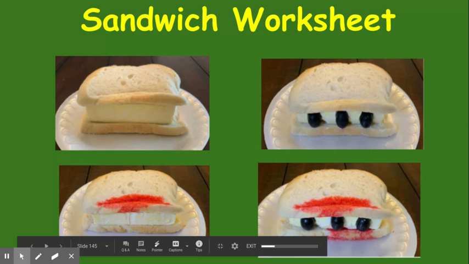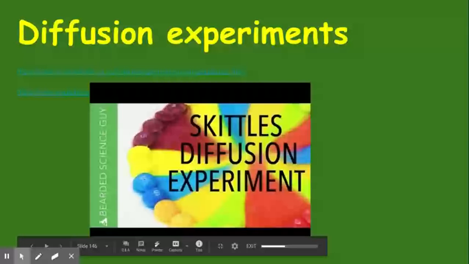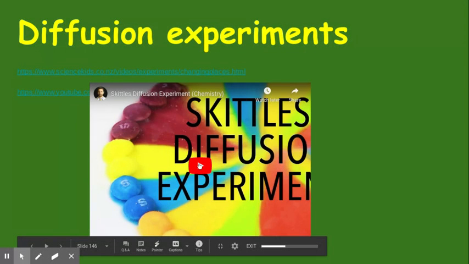All right, so here's the pictures from your worksheet today, and it's talking about how things like the bread are similar to the cell membrane. Let's see if we can't watch this experiment.